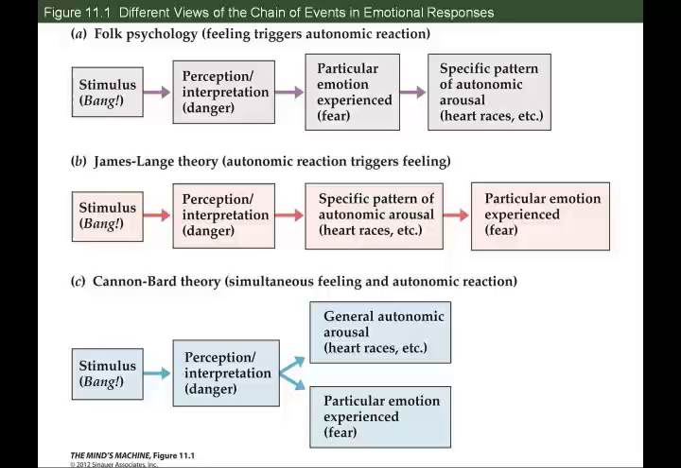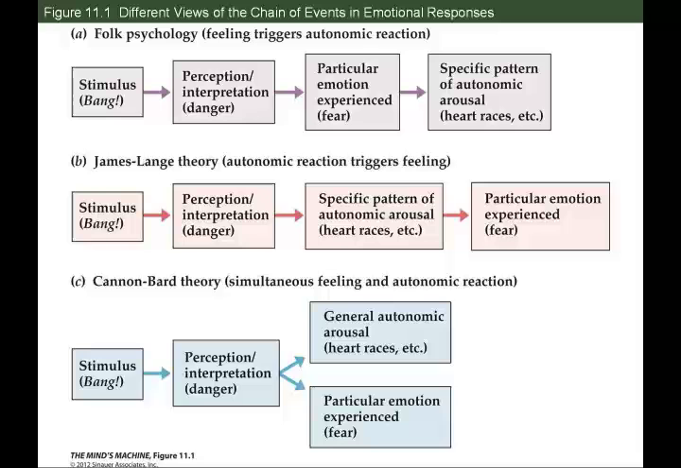But before that, I want to just show you a schematic description of the three different theories we talked about. So first you have folk psychology. Something happens in the environment, a stimulus, or let's say a bang, and then you perceive that as something dangerous, and then that leads to a particular emotion, fear, because you heard a bang that's unexpected. And as a result of the emotion, so it's a cause and effect where the emotion comes first, fear, and then you get the autonomic nervous system changes, such as the heart rate races, your eyes dilate, and so forth.